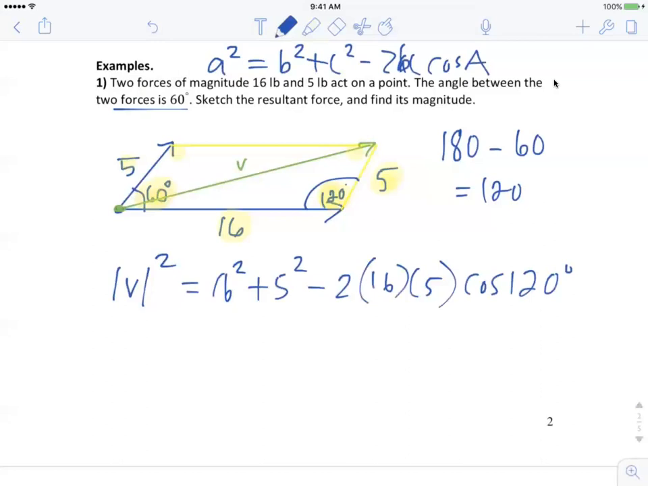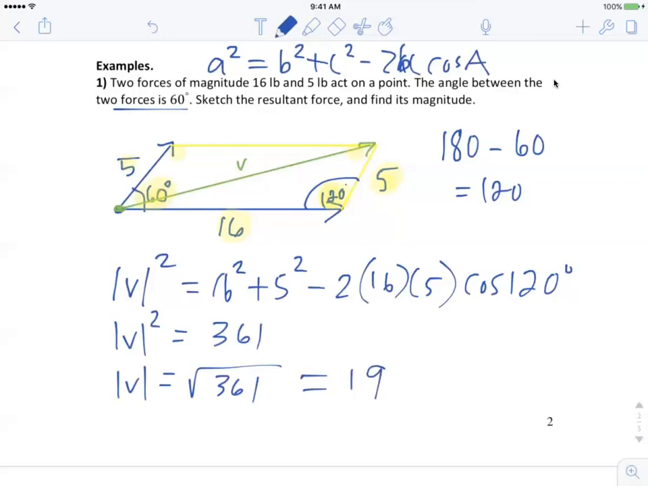In order to solve that, I'm going to calculate all of that. So the magnitude of V squared, when I calculate all of this, I'm getting 361 exactly. And then the magnitude of V would be the square root of 361, which actually works out to be 19. And that will be in pounds, the 19-pound force.